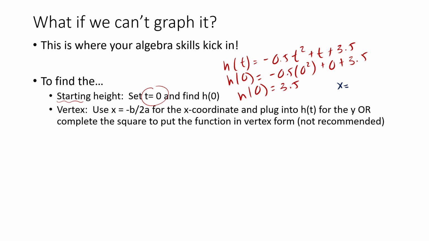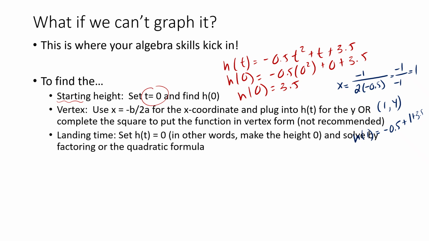So we would do the opposite of b. So that would be -1 over 2a. So this ends up being -1 over -1. So that's going to give us the x coordinate. And then we would plug the 1 in. So we would do h of 1. So that would be -0.5 plus 1 plus 3.5, which is 4. Okay, so you can find the vertex that way.